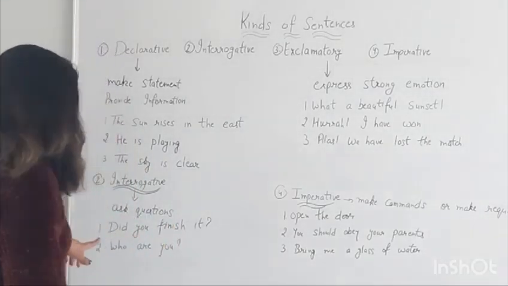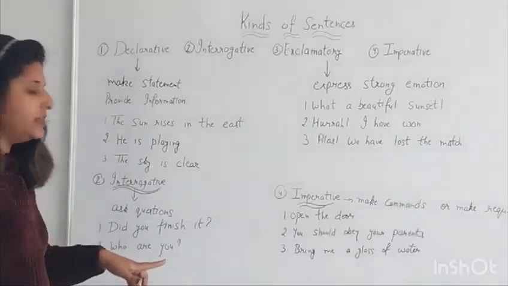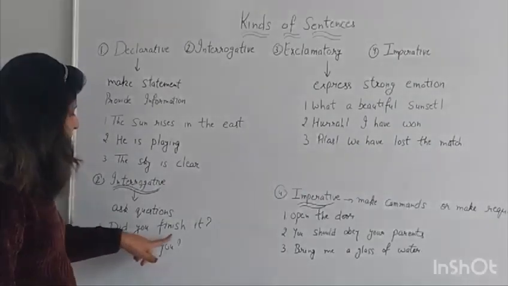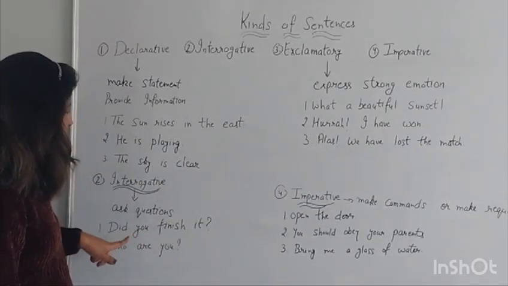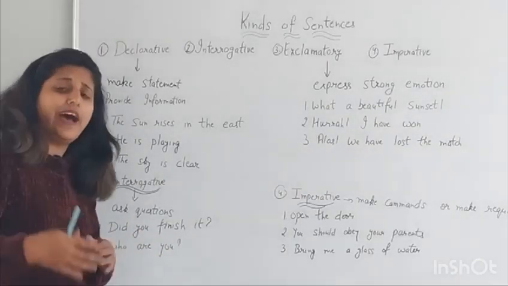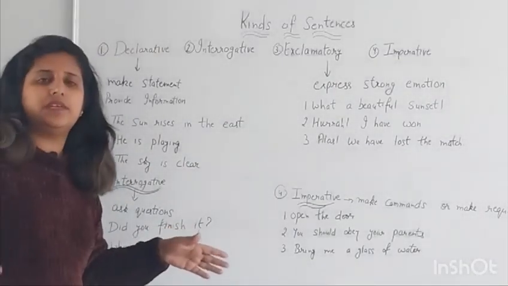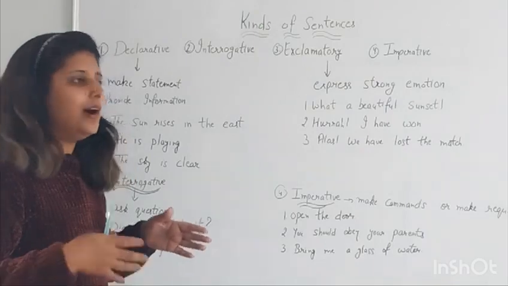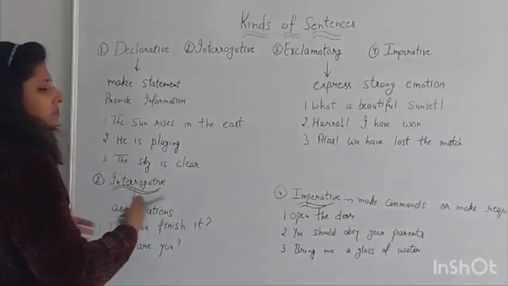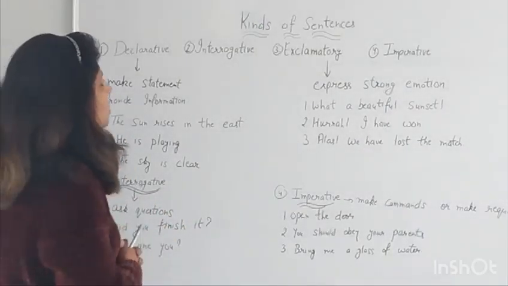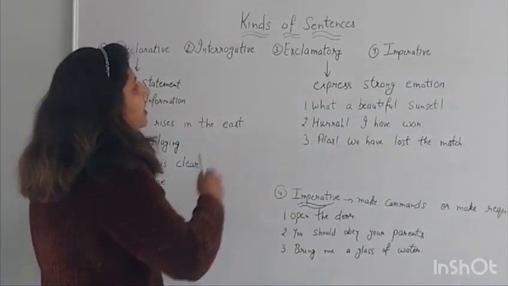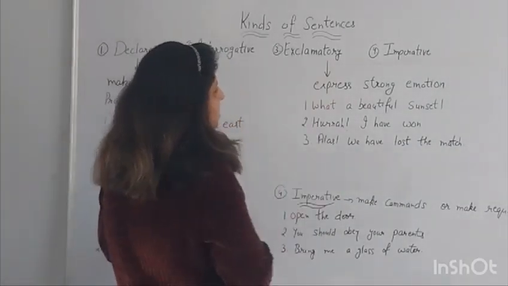of the next person. Now the examples I have written over here are, did you finish it? In it, a person is asking, have you finished your work? Now here is, who are you? A very simple sentence, like the examples I have given you earlier, that you can ask a very simple question of someone. Now moving to the third kind, that is exclamatory sentences.